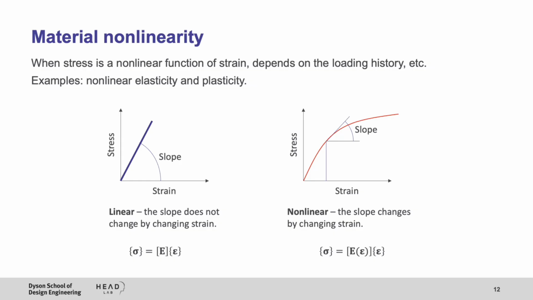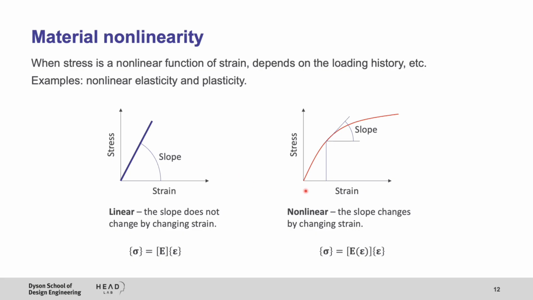So material nonlinearity refers to the behavior of the material. It happens when stress is a nonlinear function of strain, depends on the loading history, etc. Two examples are nonlinear elasticity and plasticity. Here we can see a linear elastic model that I have shown here. So this is a linear elastic material where the slope is independent from strain. So you see when we increase the strain, this slope remains the same.